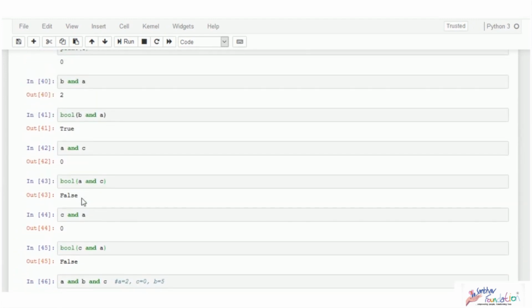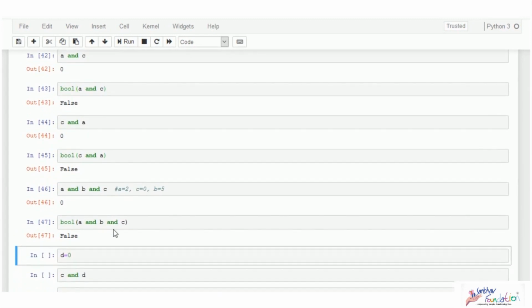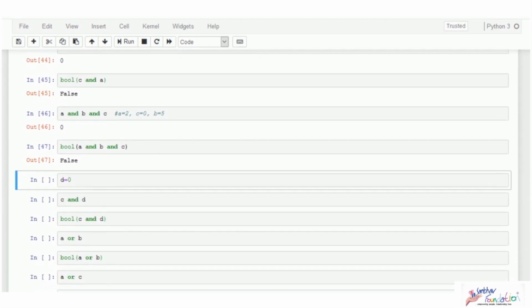So you can see that even if there are other true values among multiple operands, as long as there is one false value, the result will always be false. We saw that when two values are true, the interpreter takes the second value. But what happens when both values are false?